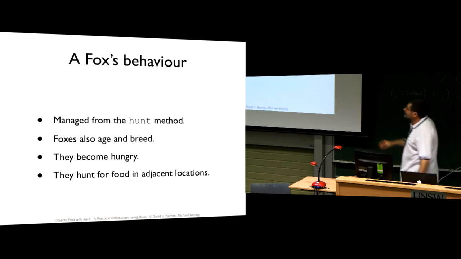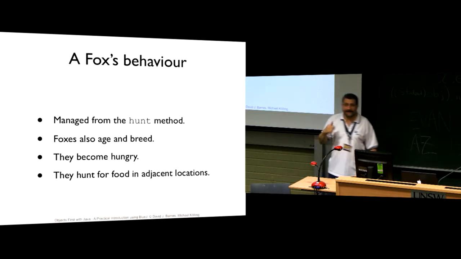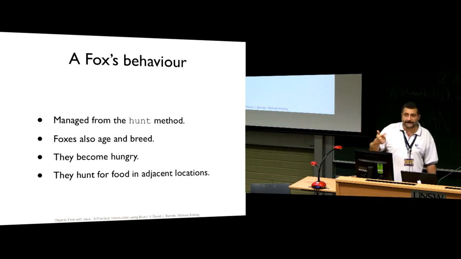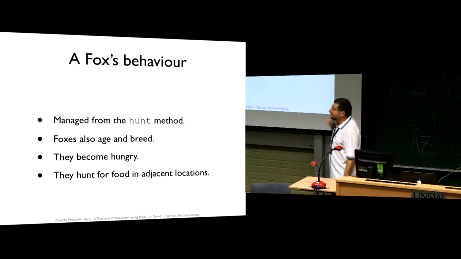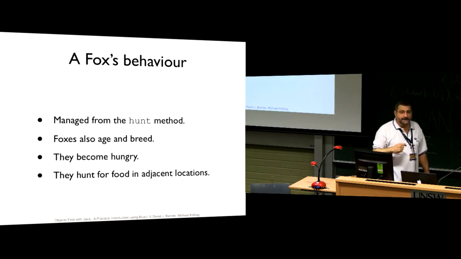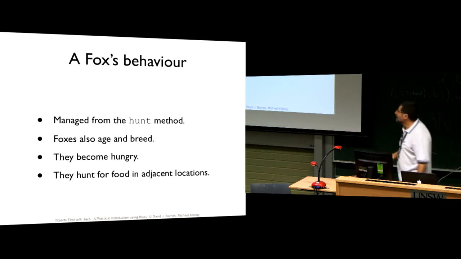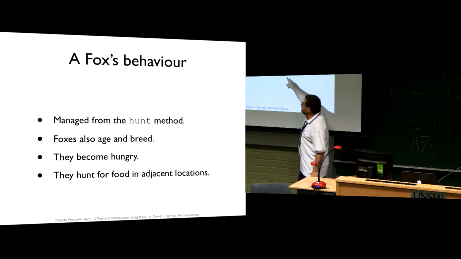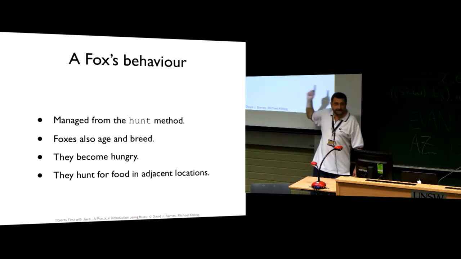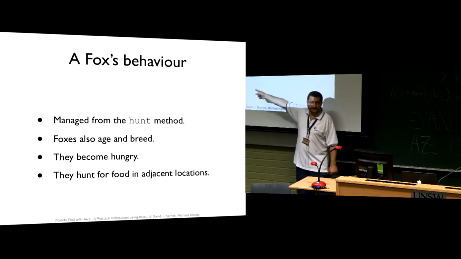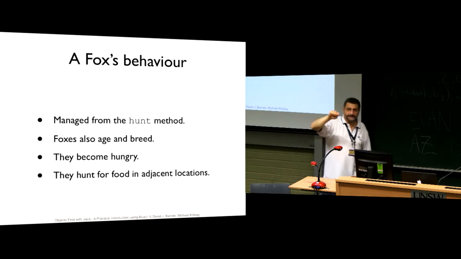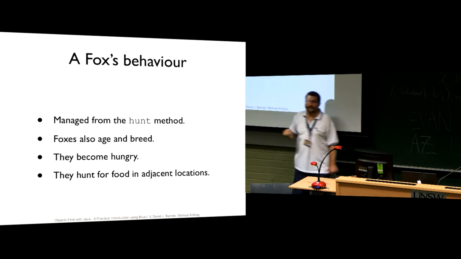So the foxes are similar to the rabbits in the sense that they age and they breed like the rabbits, probably not at the same rate. But they have the additional requirement that they've got to feed and they've got to look for rabbits. So the way that works is that if there is food in an adjacent location, then it'll eat it. Right? So if there's a rabbit in an adjacent location, then that rabbit will get killed and the food level of the fox goes up.